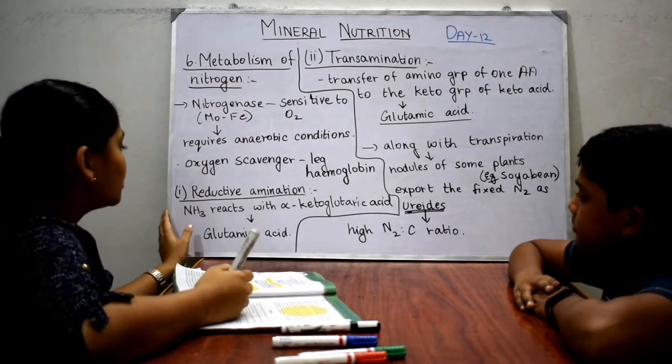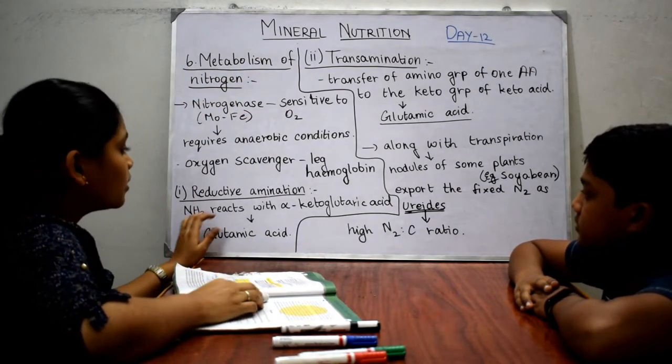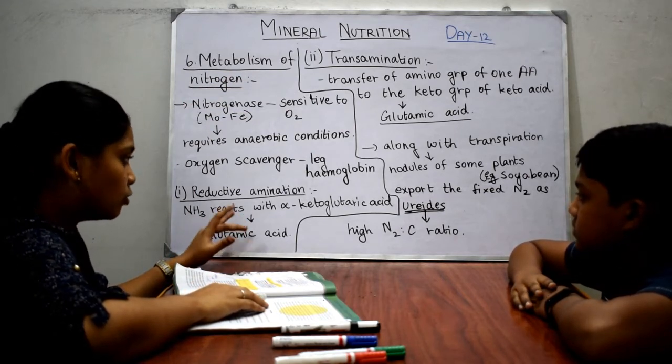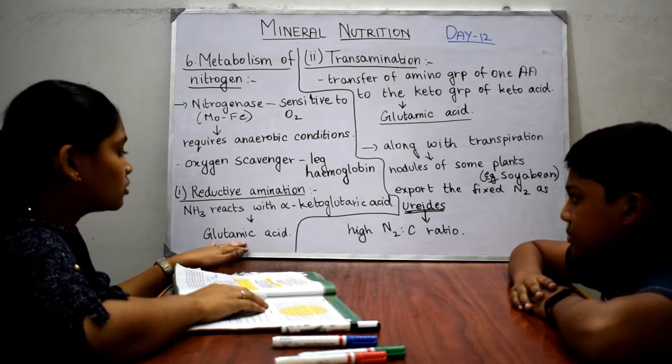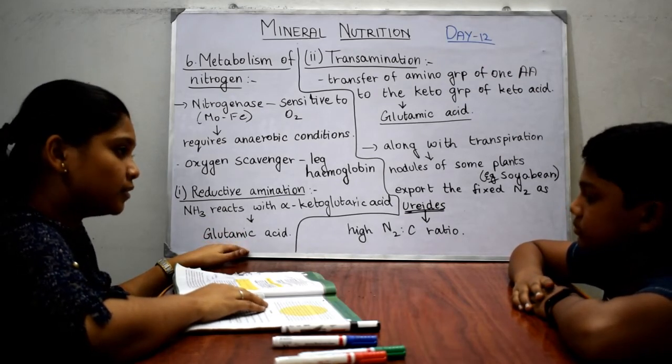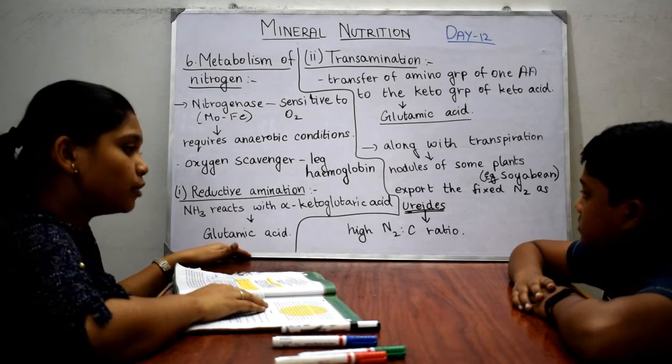In reductive amination, ammonia reacts with alpha ketoglutaric acid, and it produces glutamic acid. Glutamic acid is nothing but an amino acid, so ammonia is converted into an amino acid.